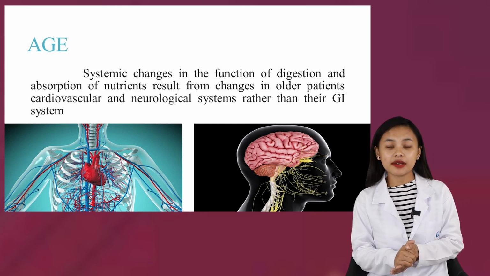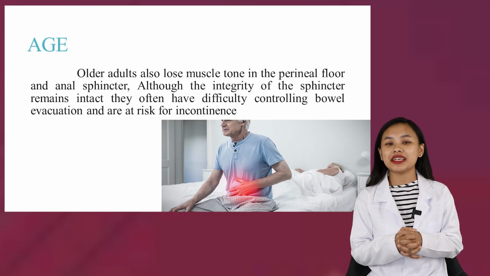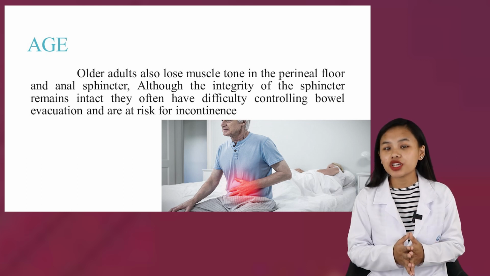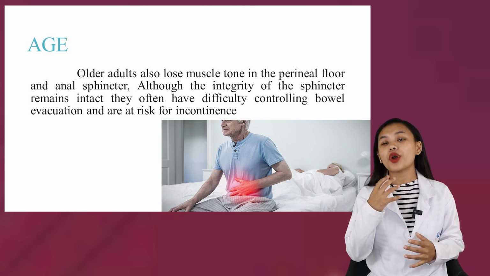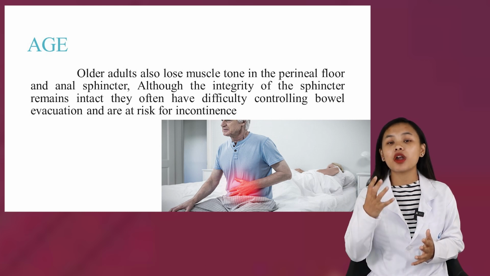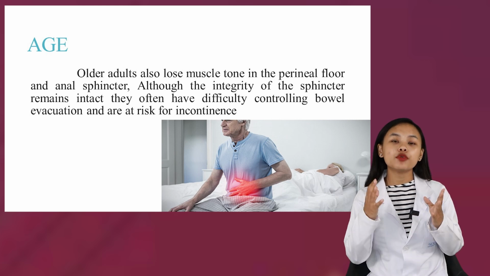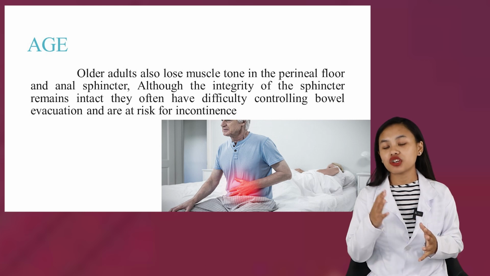Not only that, but in older adults, the muscle tone in the perineal floor as well as the anal sphincter will be loose. Although the integrity of these sphincters remains intact, an older adult will find it very difficult to control their evacuation and will also be at a higher risk of incontinence.